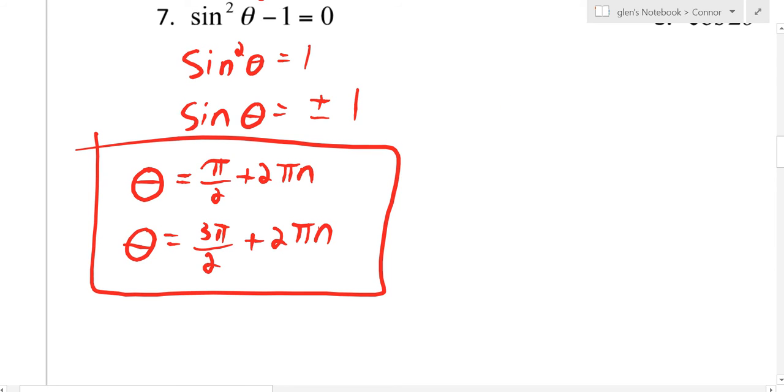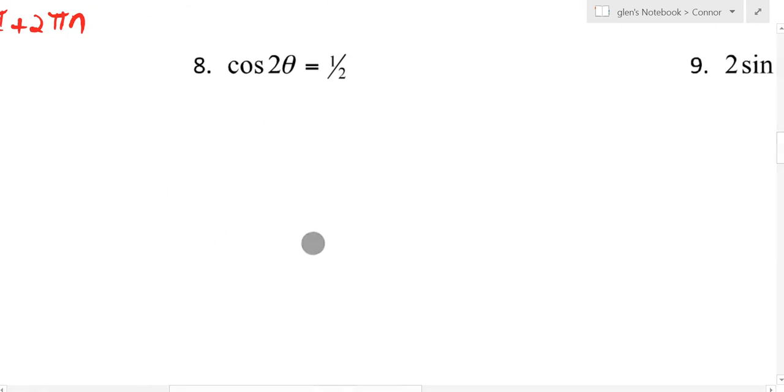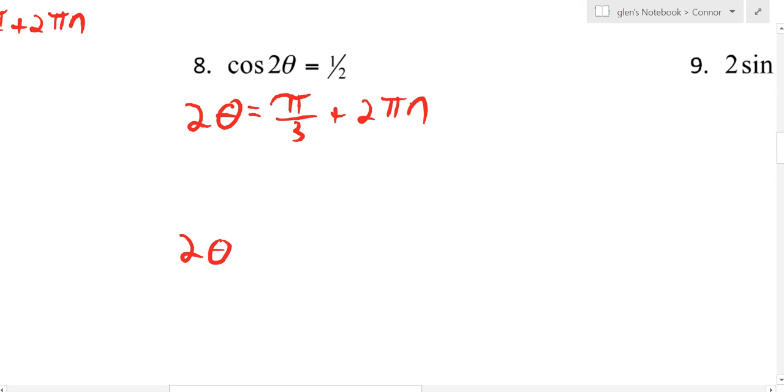Okay. Well, let's continue. What does cosine equal? A half? Well, we need what's inside of cosine to equal either pi over 3 plus 2 pi n, or we need what's inside to equal cosine's positive again in the fourth quadrant, which gives us 5 pi over 3.